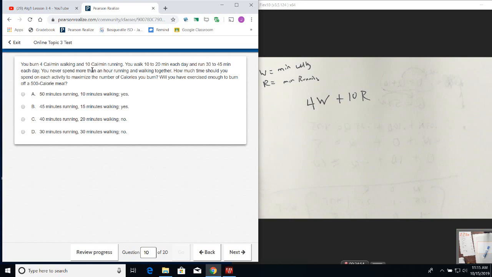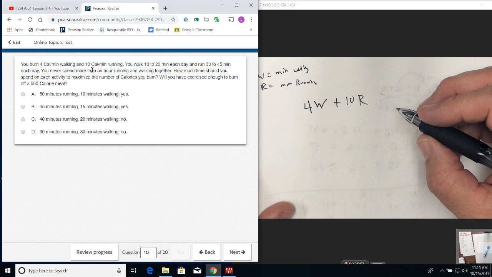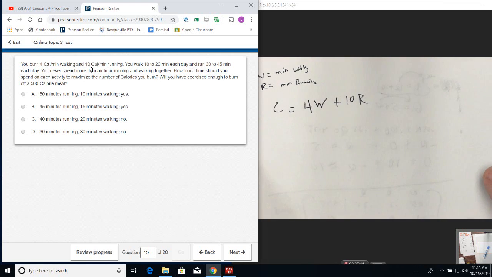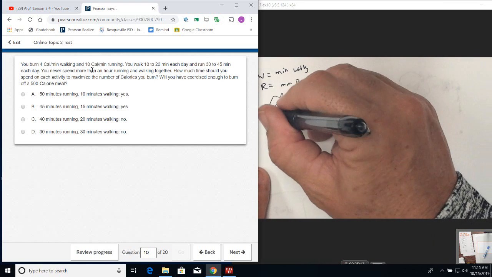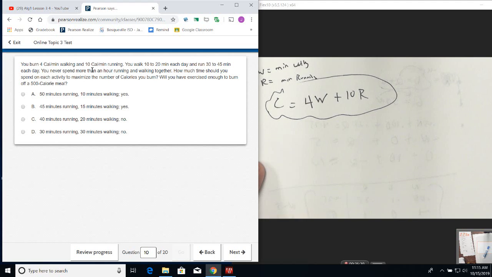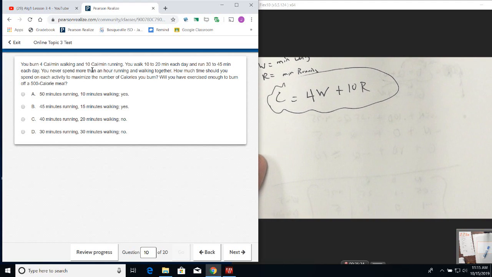So the question says, how much time should you spend on each activity to maximize the number of calories you burn? Okay, so I want to figure out what's the maximum number of calories that I can burn from that. So I really want to maximize my calories. So this is kind of my objective function, right? Is how many calories can I burn to maximize that total combined exercising period? Right, and then there's some restrictions here.